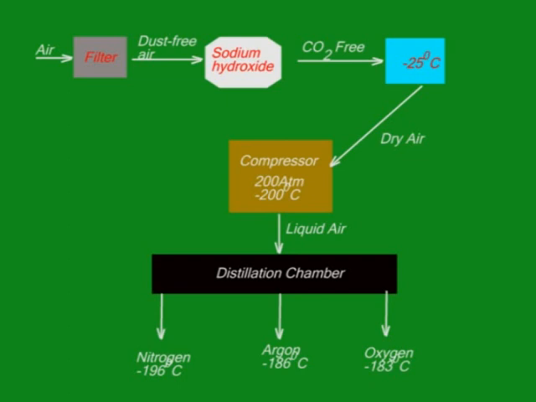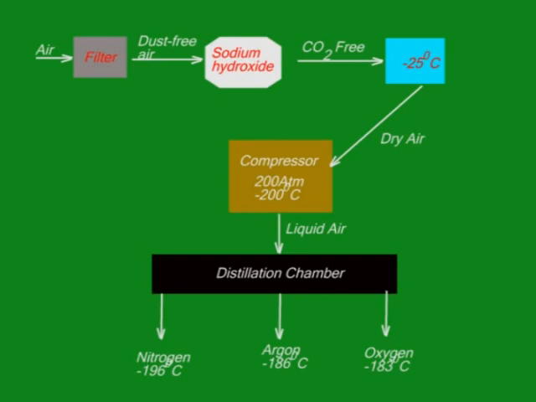Now, this air is then taken to a cooler. It's cooled to negative 25 degrees Celsius, and water vapor is removed. The dry air is then taken into a compression chamber. It is compressed, and through compression and expansion it is cooled to negative 200 degrees Celsius, and then it is taken to a fractionating column.